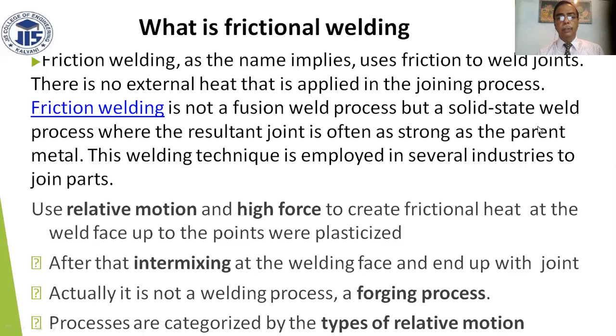This welding technique is employed in several industries to join parts. It uses relative motion and high force to create frictional heat at the weld face up to the point where the material is plasticized. After that, intermixing at the weld face ends up with a joint. Actually, it is not a welding process, it is a forging process. Processes are categorized by the types of relative motion.